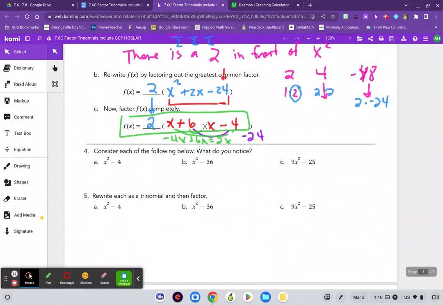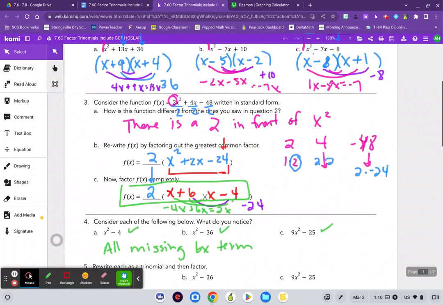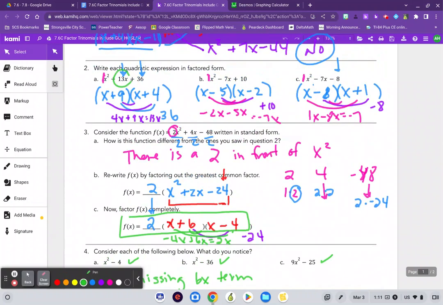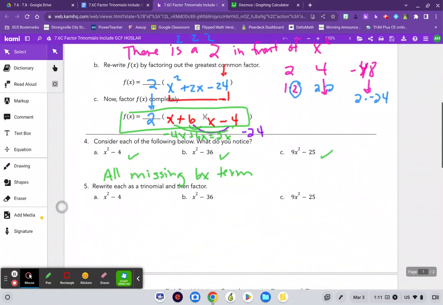Okay, now let's take a look at a couple other cases here. And 4A, B, and C, it says, consider each of the following below. What do you notice? So I have x squared minus 4, x squared minus 36, 9x squared minus 25. And I noticed that they are all missing that bx term. That middle term. Like when I look at the problems up above, all these problems up above here all have this bx term. The problems down below, none of those have a bx term, okay?